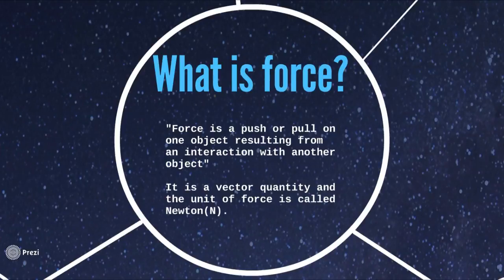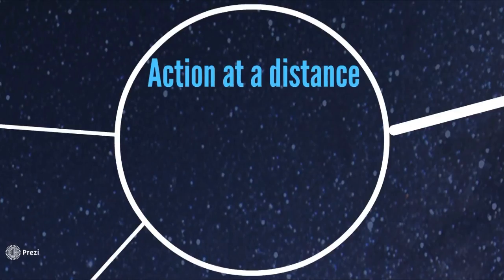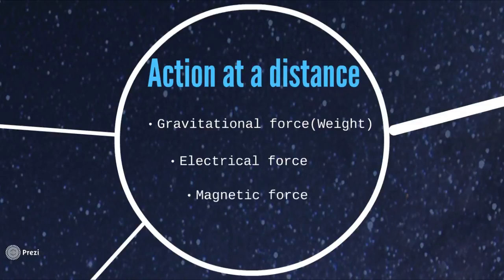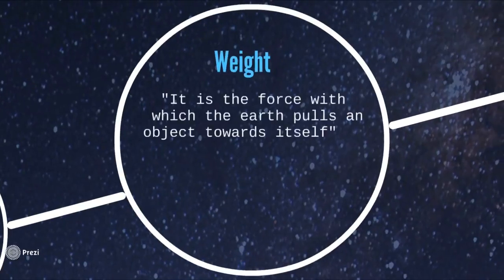As I just said earlier, force is a push or pull on an object resulting from an interaction with another object. So this interaction that we are talking about can be of two types. First one being action at a distance. So the kinds of forces that fall under this category are the gravitational force, electrical force, and magnetic force. I will talk about electric and magnetic force in my future lectures. So let's just look at the concept of weight now, which falls under the category of gravitational force.